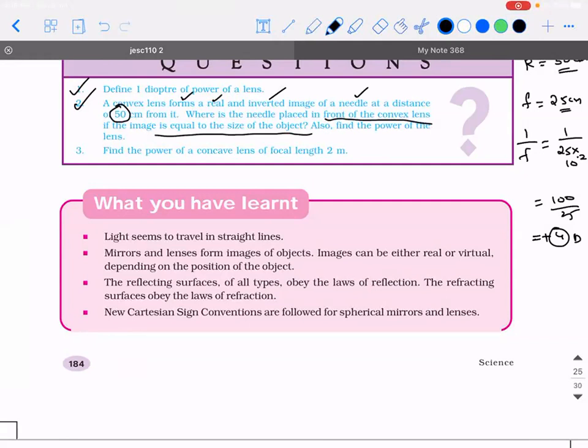Yeah. So find the power of a concave lens whose focal length is 2 meters. So power is equal to 1 by 2, which is 0.5 diopter. Power is equal to 0.5 diopter.